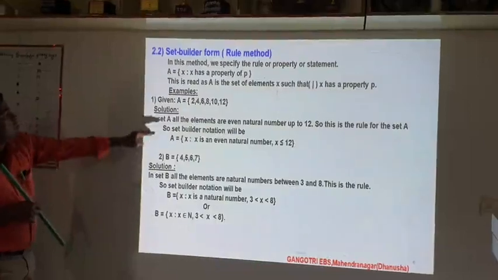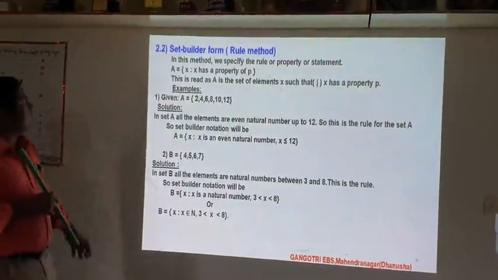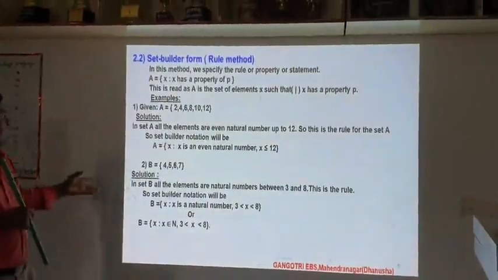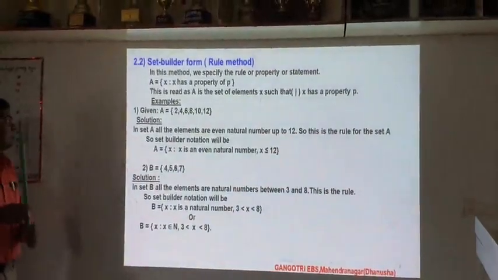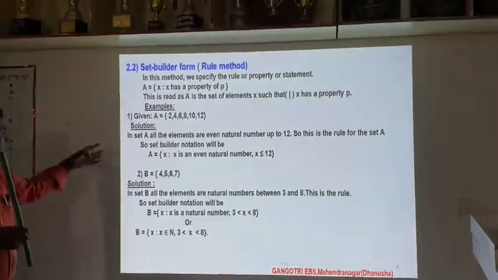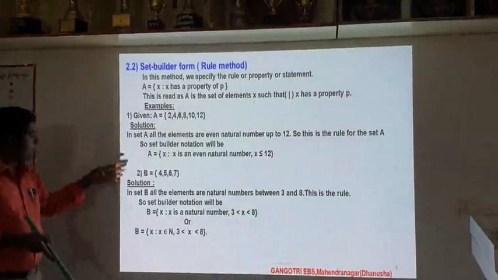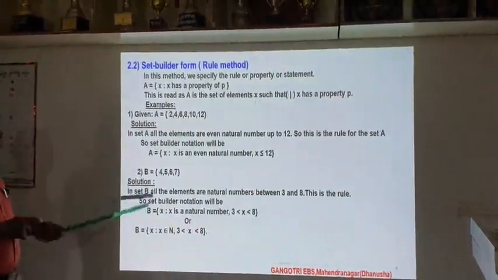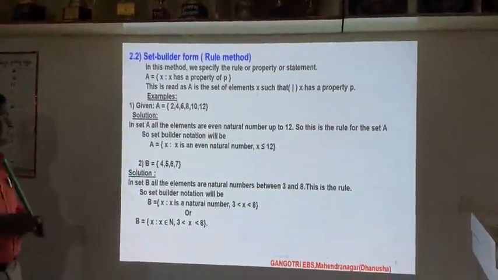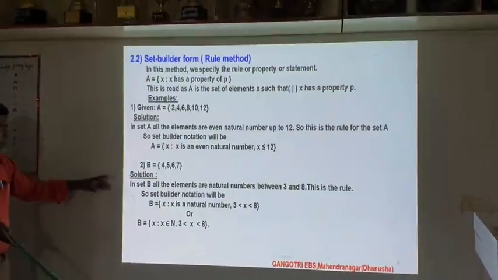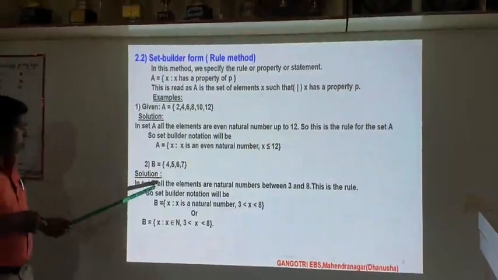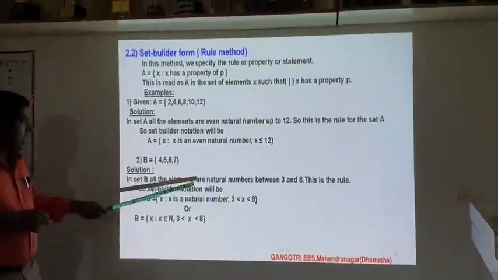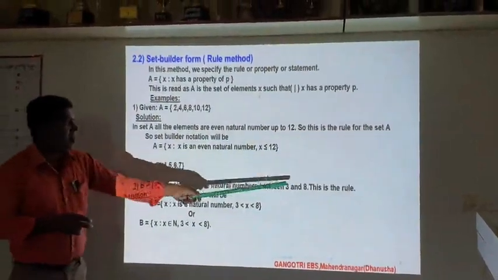There is a rule method. We can use in rule method X such that X, Y such that Y, Z such that Z, etc. See another example here. B is equal to {4, 5, 6, 7}. Solution: in the set B, all the elements are natural numbers between 3 and 8.